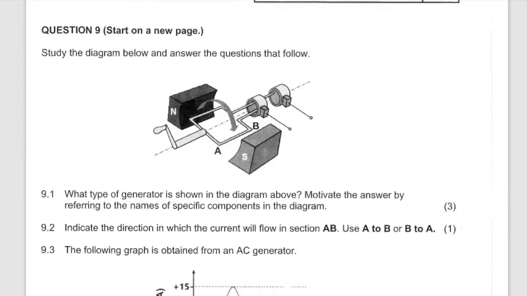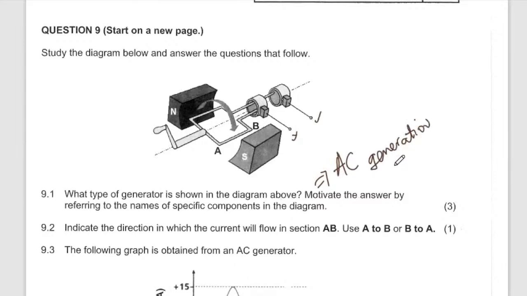Study the diagram below and answer the questions that follow. So what type of generator is shown in the diagram? You must motivate your answer by referring to the specific names of the components. Okay, so we have this and this, and then we are calling it a generator. So it's an AC generator.